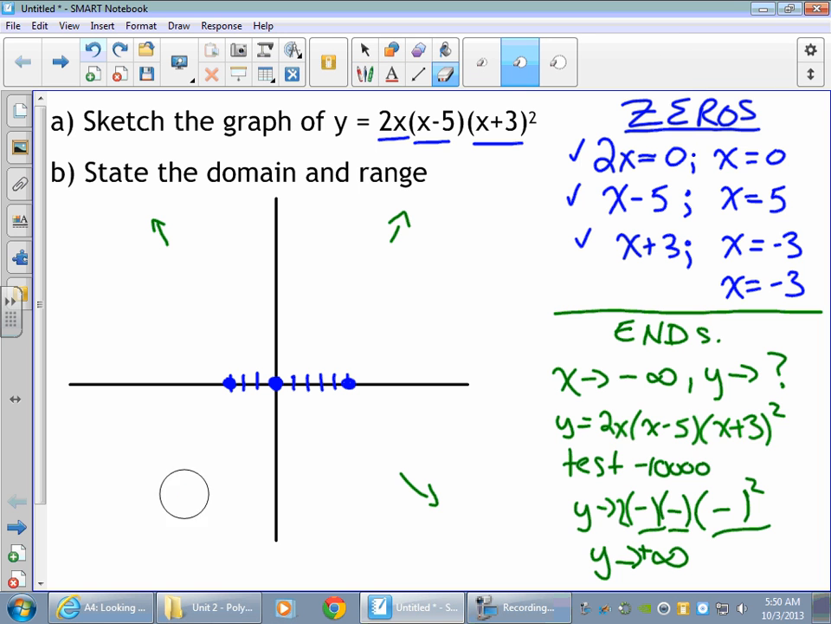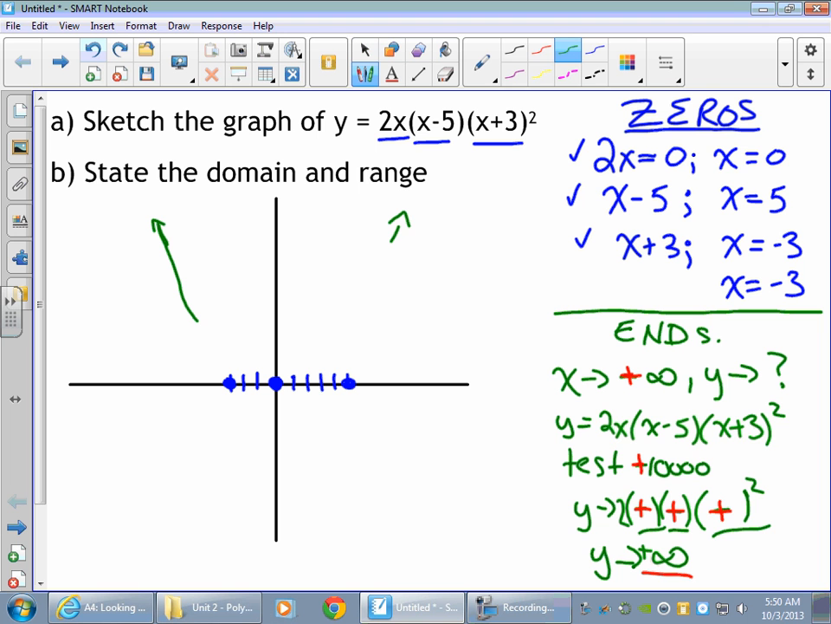So on the outer edge here, I can get rid of this, and my graph will start by heading down this way. Do the exact same thing on the other side with positive values. So I'm saying as x approaches positive infinity, what happens? Well, I just test a positive number, and I get a positive times a positive times a positive squared, which of course is still the same thing.